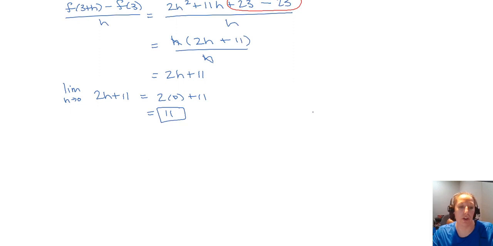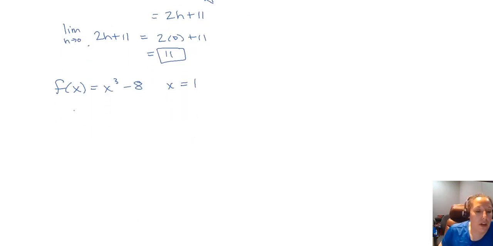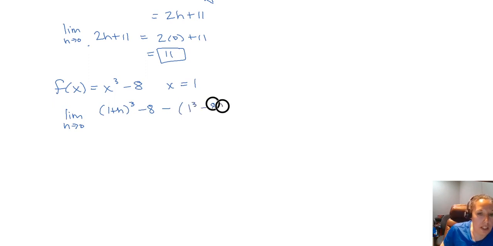All right, let's do another point, or another function. Let's do the same thing for f of x equals x cubed minus 8 at the point x equal 1. This one I'm going to go ahead and put it all together. So we're going to have the limit as h approaches 0 of 1 plus h cubed minus 8 minus 1 cubed minus 8 all over h.